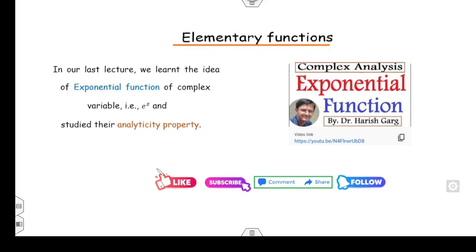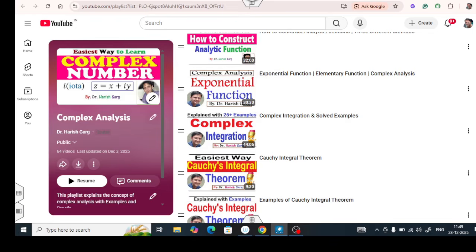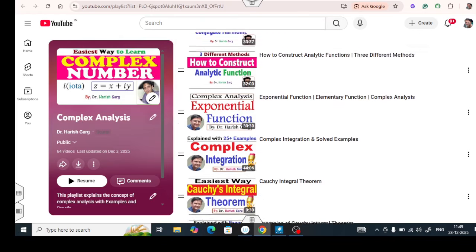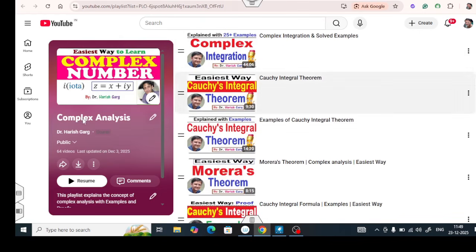What we discussed in our last lecture, we learned the idea of the exponential functions and discussed its various properties. If you really want to learn more about the exponential functions, follow my playlist on complex analysis, where you can see elementary functions, analytic functions and many more lectures.